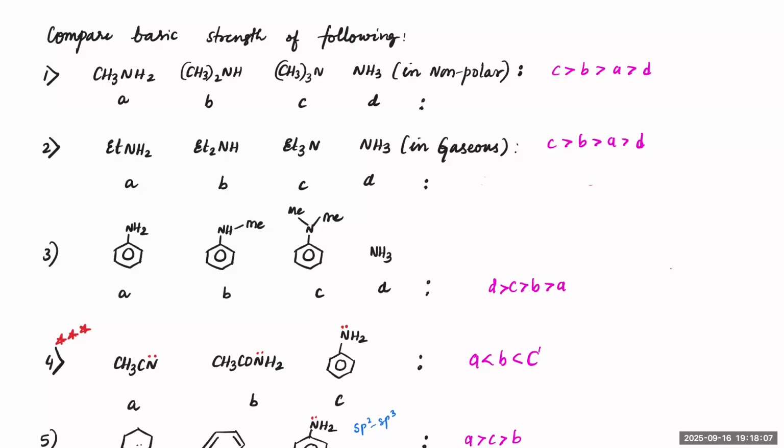So if you compare only plus I effect, which one is better, beta? This one. So C, B, A, D. That is the order. Same way here, you can see C, B, A, D. This is in gaseous state. Understood?